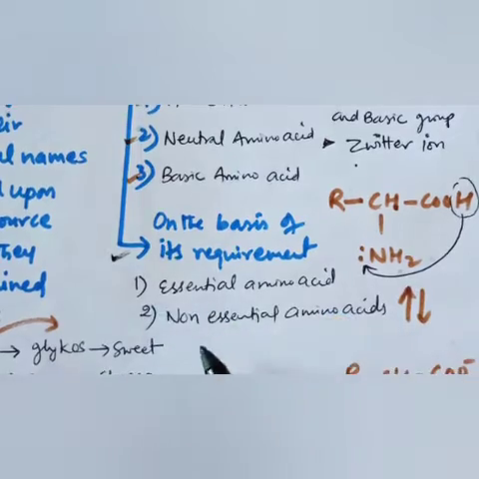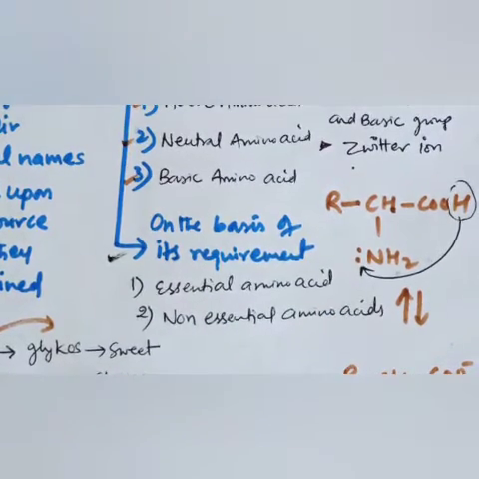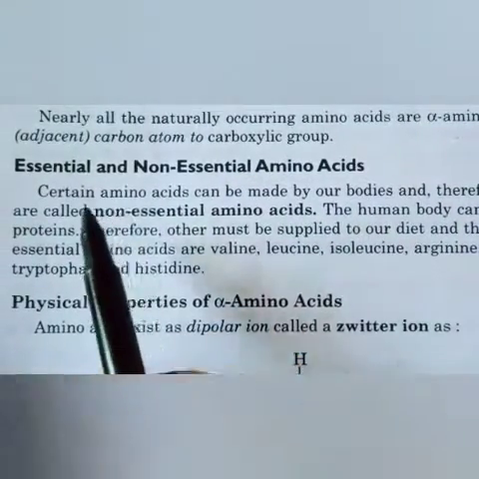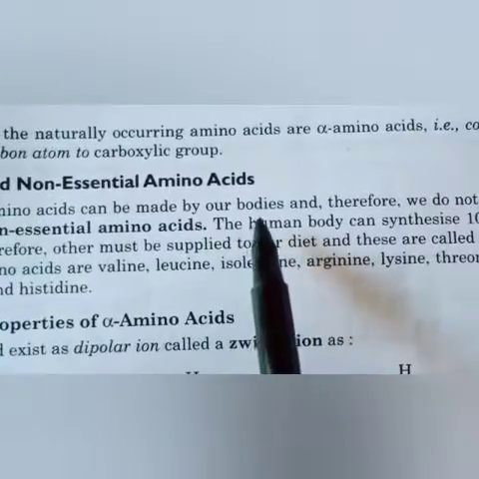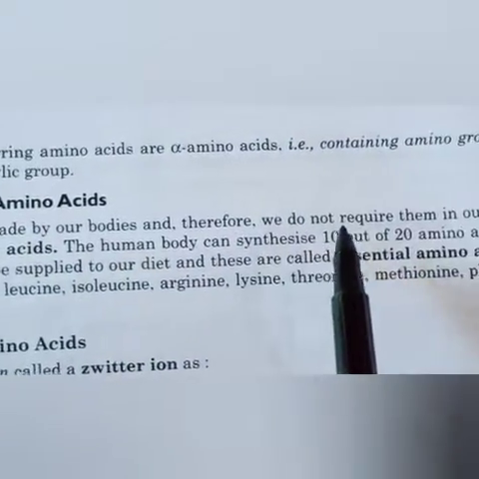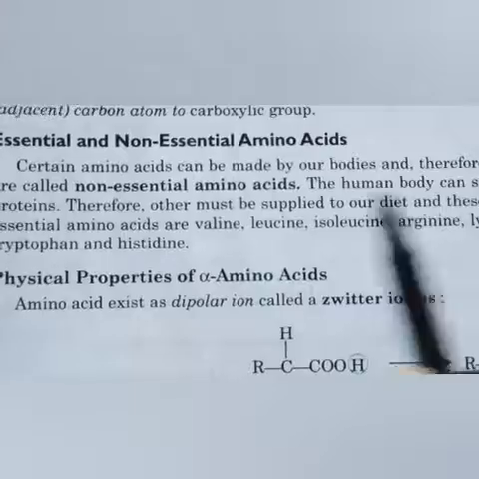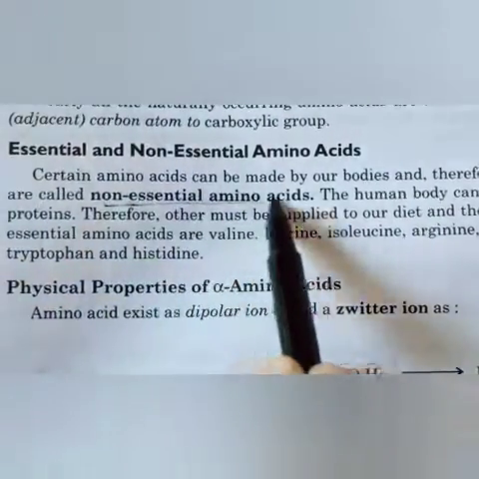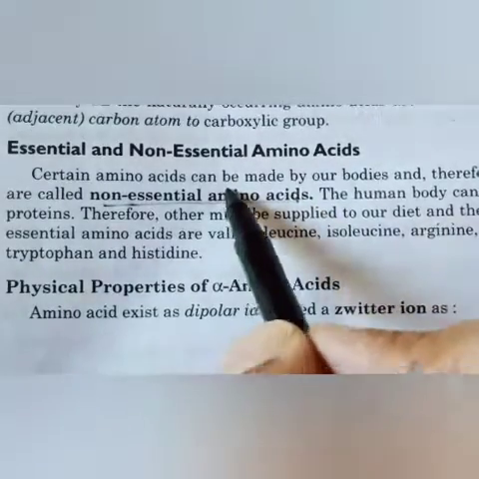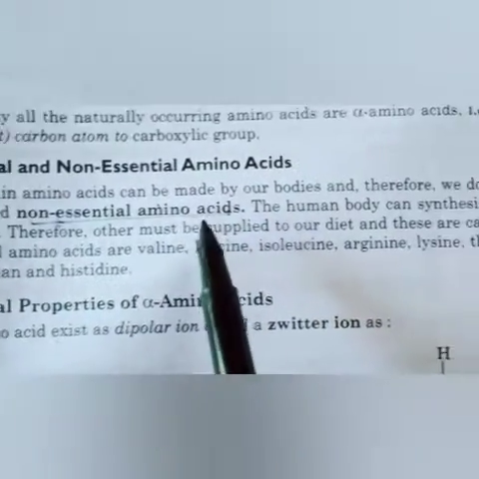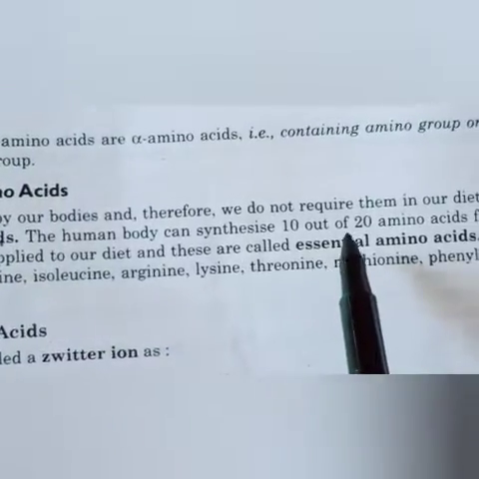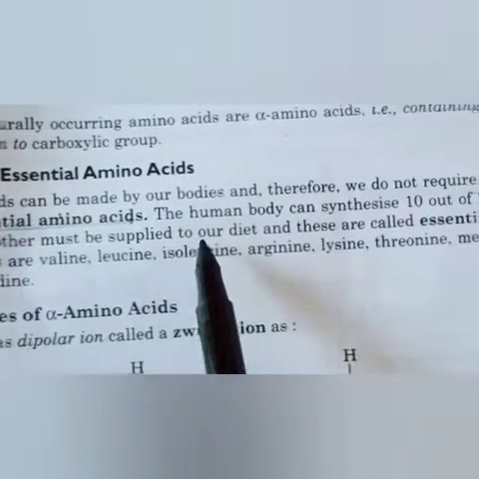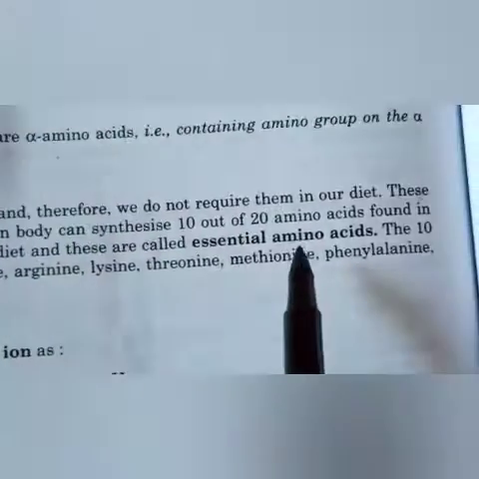With this, we are also classifying amino acids on the basis of their requirement for our body. So there are essential amino acids and non-essential amino acids. Certain amino acids can be made by our body itself, and therefore we do not require them in our diet. These are called non-essential amino acids because they are prepared by our body without any outside source. The human body can synthesize 10 out of 20 amino acids found in protein. Therefore, the others must be supplied in our diet, and these are called essential amino acids.